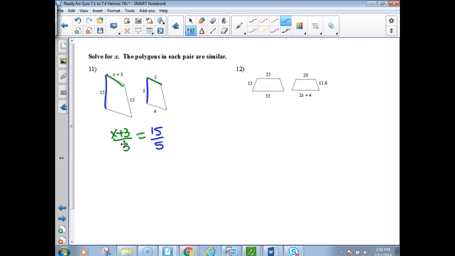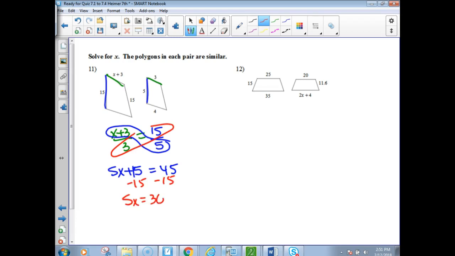As long as you have 5 across from the x plus 3, there are 4 ways to correctly write the proportion. 5 times x plus 3 would be 5x plus 15, and that would equal 45 by doing your cross products. Then I'm going to subtract 15 from both sides, giving me 5 times x is 30. Divide by 5, and I get x is 6.